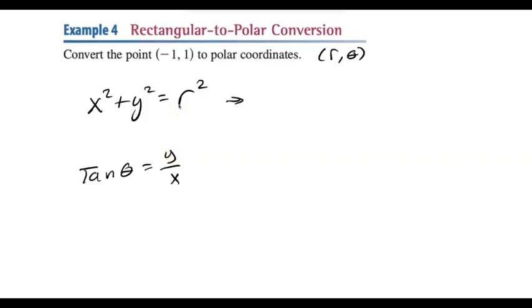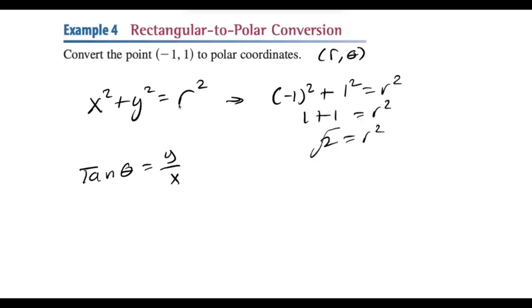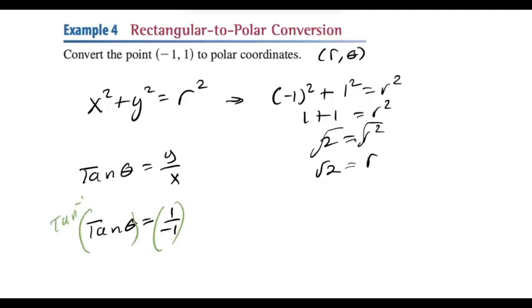The first one, plug it in. So we have negative 1 squared plus 1 squared equals r squared. We get 1 plus 1 equals r squared. So 2 equals r squared. r is the square root of 2. We're always going to assume positive because we're doing polar. Now tan of theta equals y over x, 1 over negative 1. So we tan inverse both sides. You could use a calculator. You actually shouldn't need to.